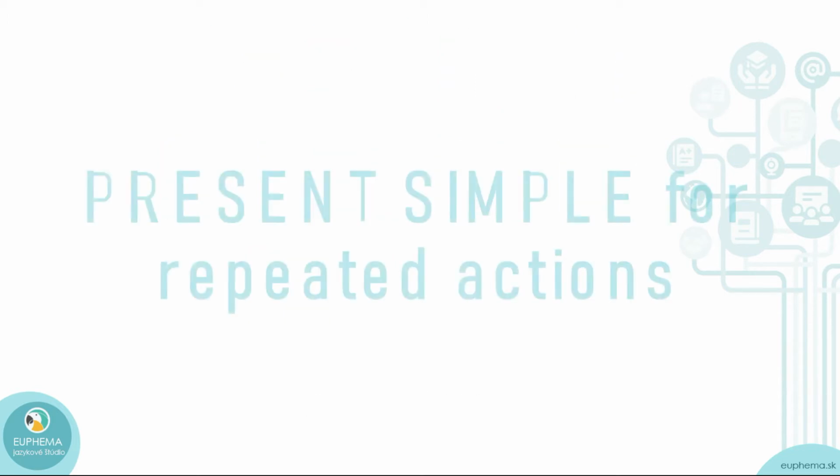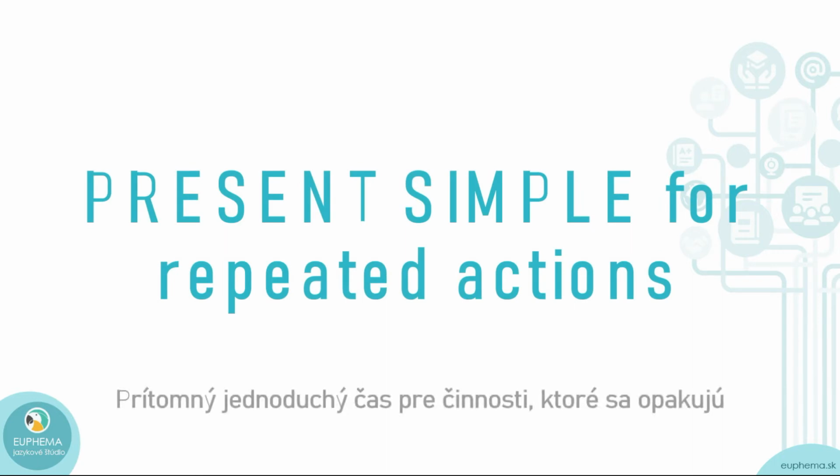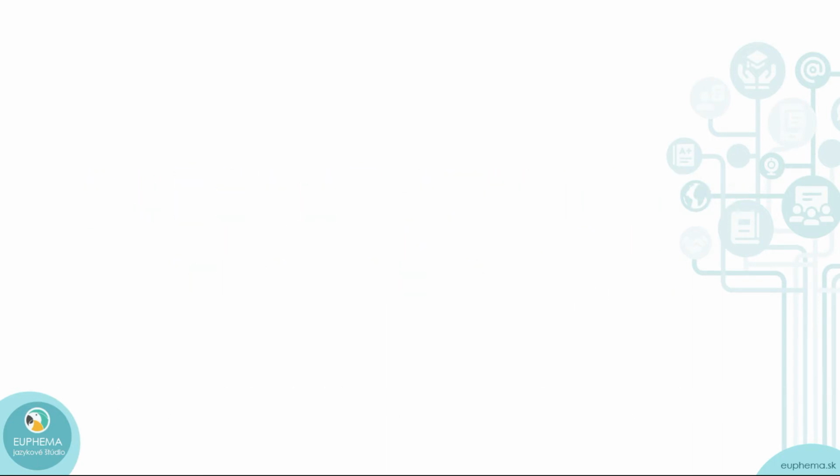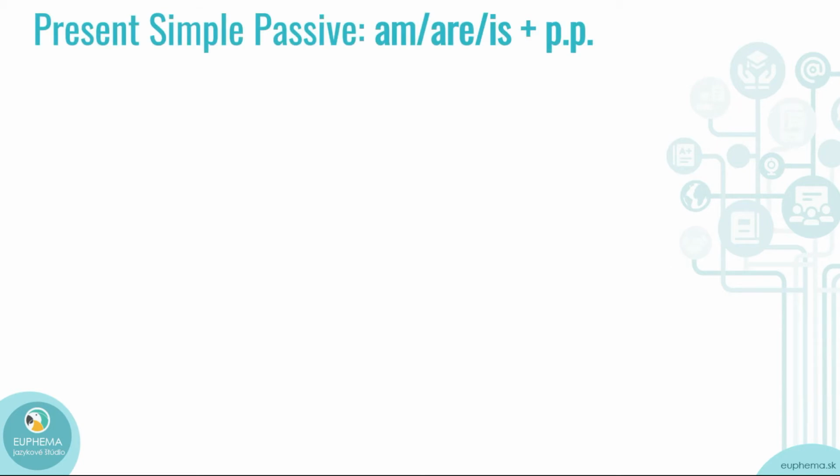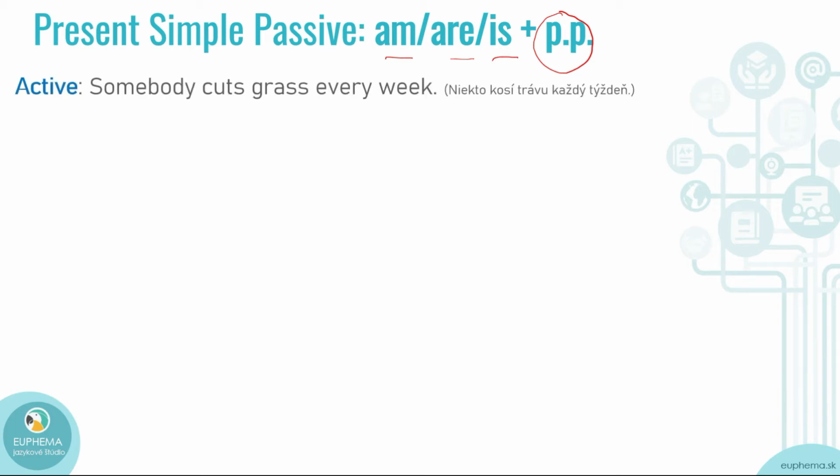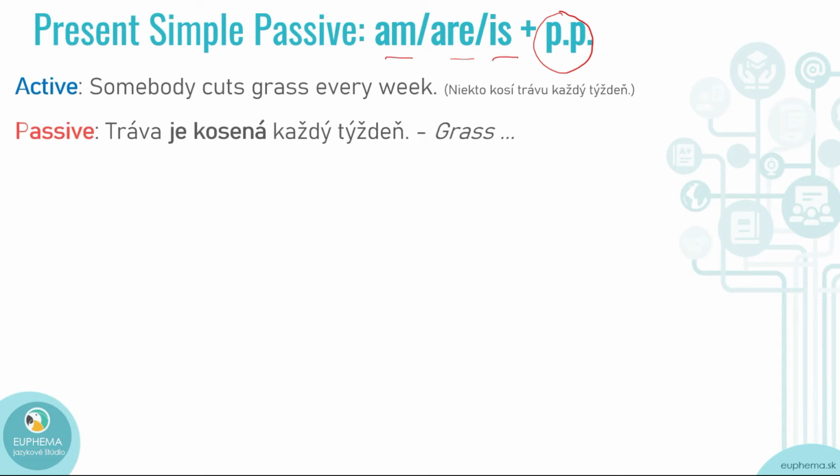Okay, so first off, present simple for repeated actions. So for present simple passive, we'll need this form of the verb be, which is am or are or is, depending on a person, plus the past participle of a verb. Okay, first active sentence to practice is somebody cuts grass every week. This is active. Now, passive, I also put there the Slovak translation so that you can practice on your own.